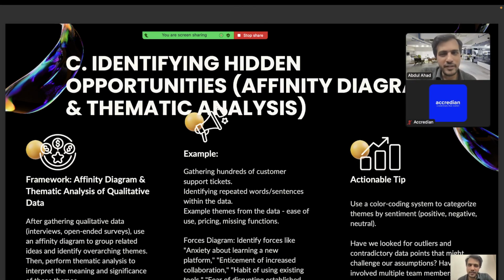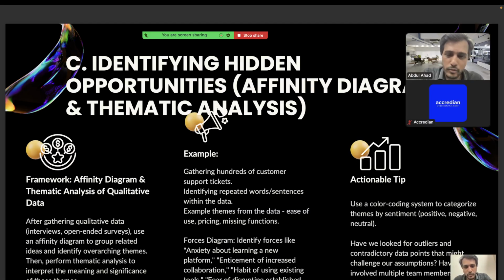C, identifying hidden opportunities. So what we do here is we try going through the qualitative data. When we talk about qualitative data, we're talking about the interviews and surveys that we do. We will talk more about it. So when we are conducting these interviews and surveys, we get a whole lot of data and insights about the users, what they're saying, what they're thinking, and what they're doing at this point in time.